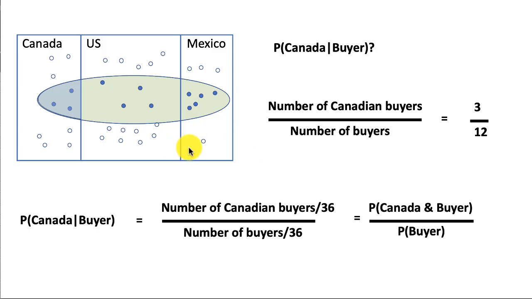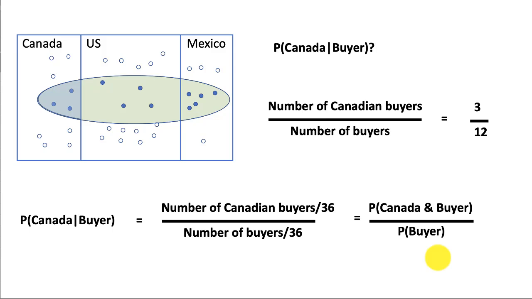So effectively what we can do is just forget about the 36 and simply go by counts, and once you start dividing, things will come out to be the same, right? So the numerator represents, if you divide by 36, the probability that somebody is a Canadian and a buyer, and the denominator represents the probability that somebody is just a buyer, right? So the probability of Canada given buyer is the probability of Canada and buyer divided by the probability of buyer. That is just saying the same thing, which is this divided by just the set of all buyers. This is an important step in understanding Bayes' theorem.